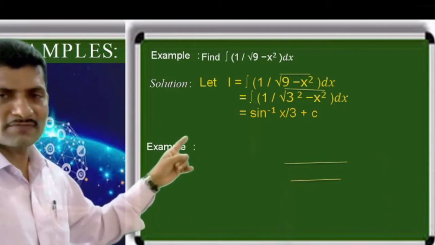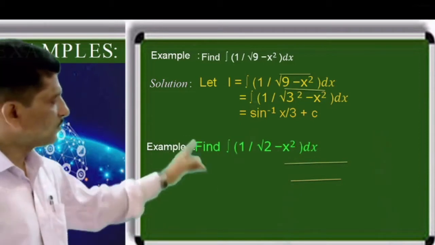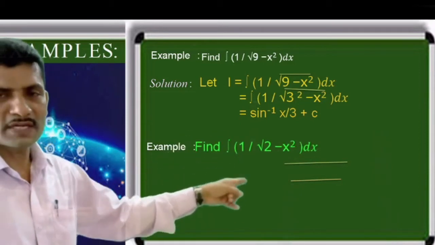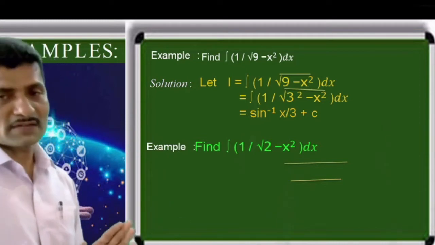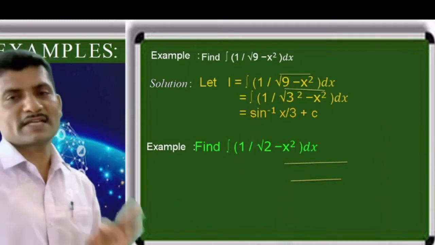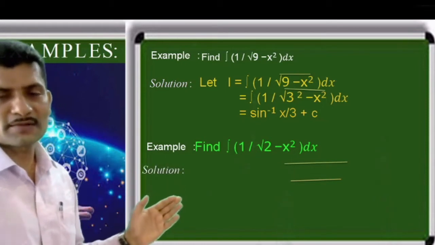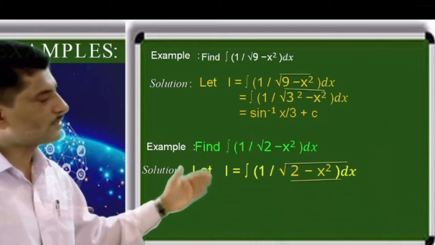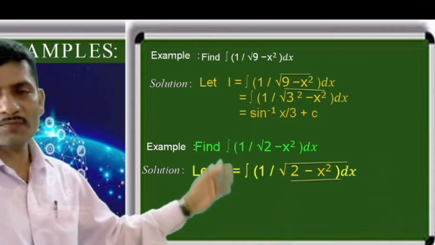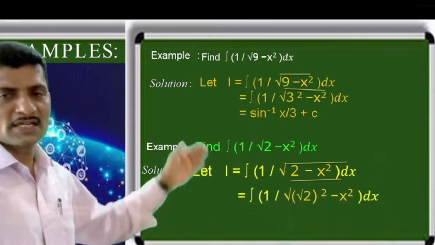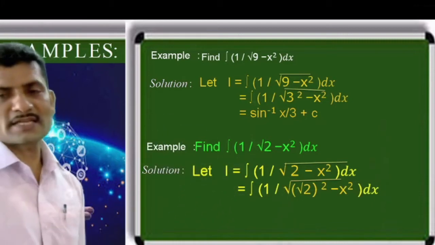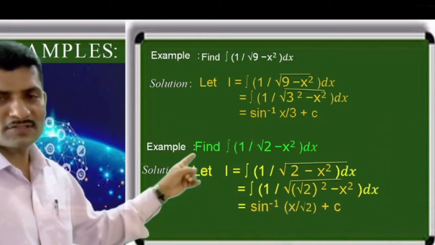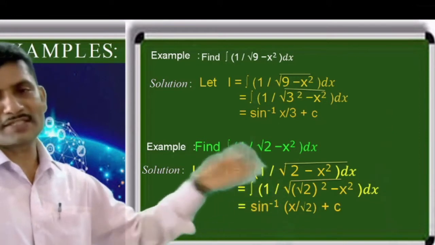The second one is: find the integral of 1 by root of 2 minus x square dx. Here 2 is not a square, but root 2 whole square is. Take I as the given integral, 1 divided by root of 2 minus x square dx. It can be written as 1 divided by root of root 2 square minus x square dx. The answer is sine inverse of x by root 2 plus integral constant.